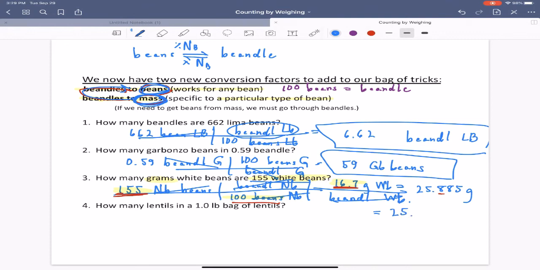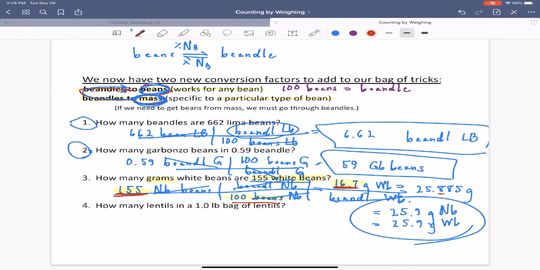This number is closer to 25.9 than it is 25.8. We're talking about mass, and then I have to be specific. I can either call them navy beans or white beans because they have 2 names. I don't know why. Okay, now, these 2 tools, the idea of we can use the meaning of the unit and we can use a table that tells about specific kinds of smallest units, beans. We can add those to our bag of tricks, and now we can answer questions using conversion problems like we've done before. And that's what we have in number 4.